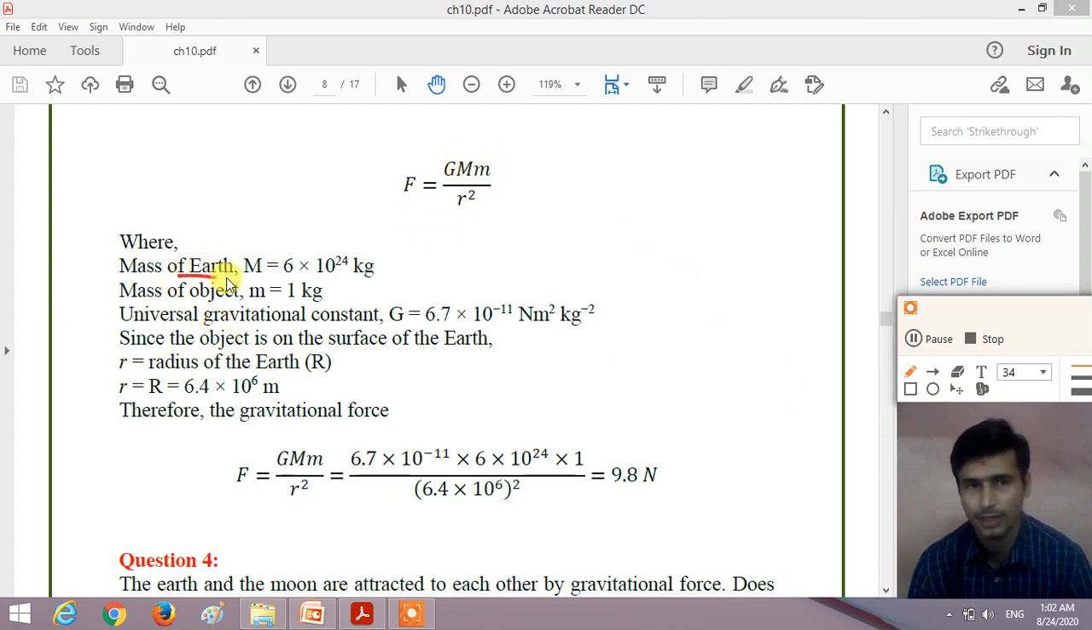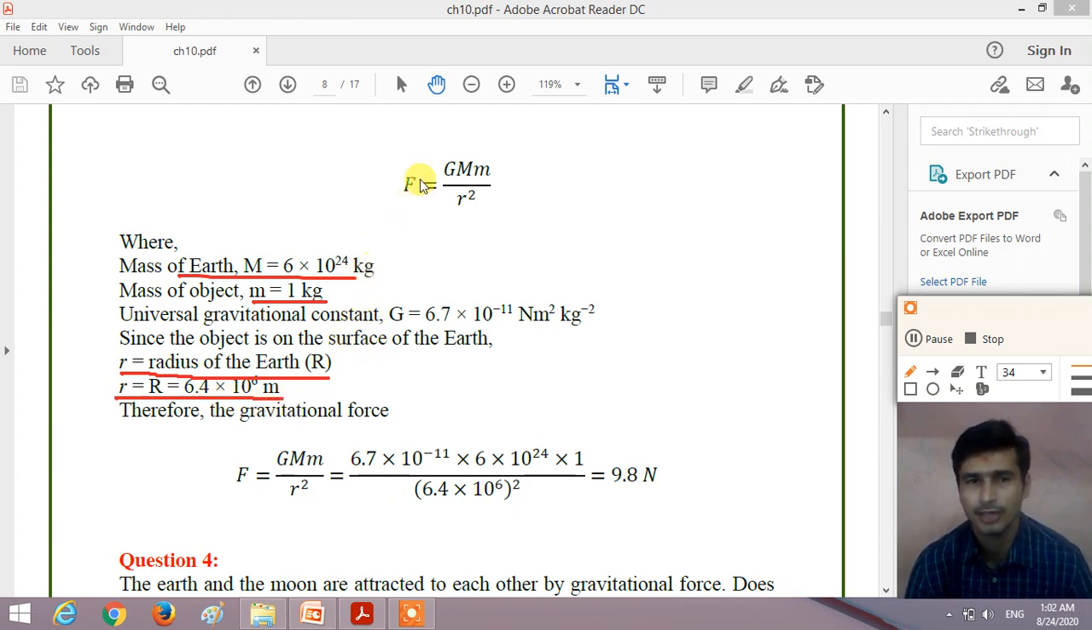The mass of the earth is given to you as 6 into 10 raised to 24. Small m is the mass of the object, which is given to you as 1 kg. R is the distance between them. Here the object is placed on the surface of the earth, so we take r, the distance between the object and the earth, as the radius of the earth, which is given to you as 6.4 into 10 raised to 6 meter.